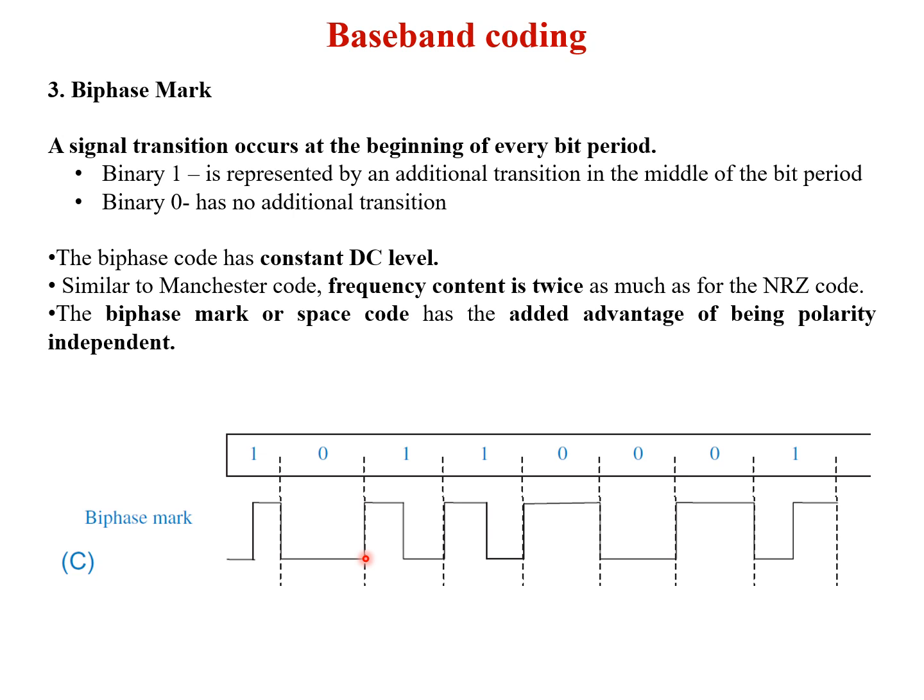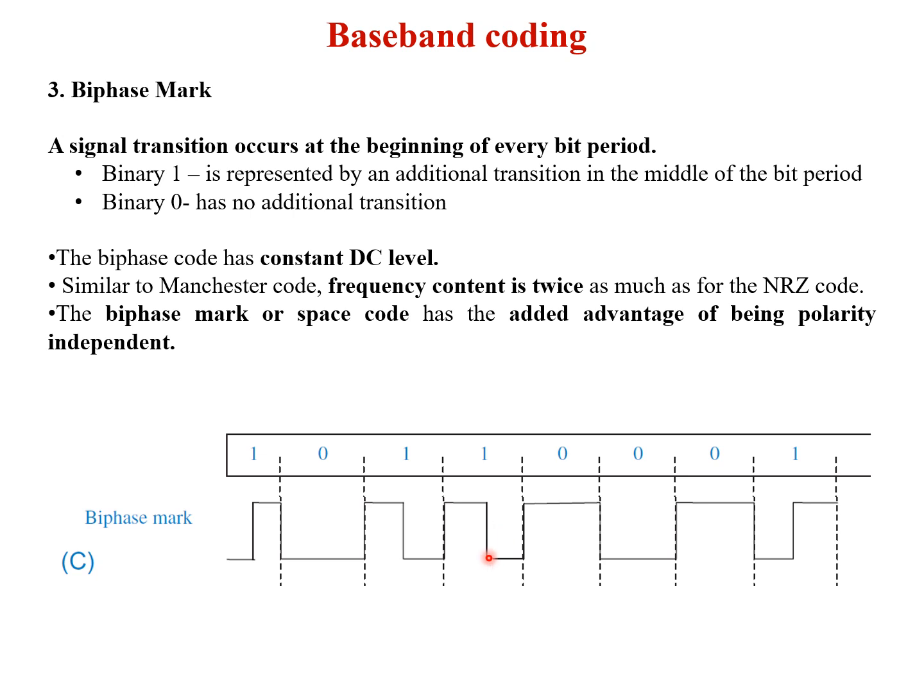Then 1. There is a transition in the beginning, so it's going from low to high. Then again there is a transition in the middle. For 1 there is an additional transition in the middle, so it's moving from high to low. Then again there is a transition in the beginning of the bit, so it's moving from low to high.